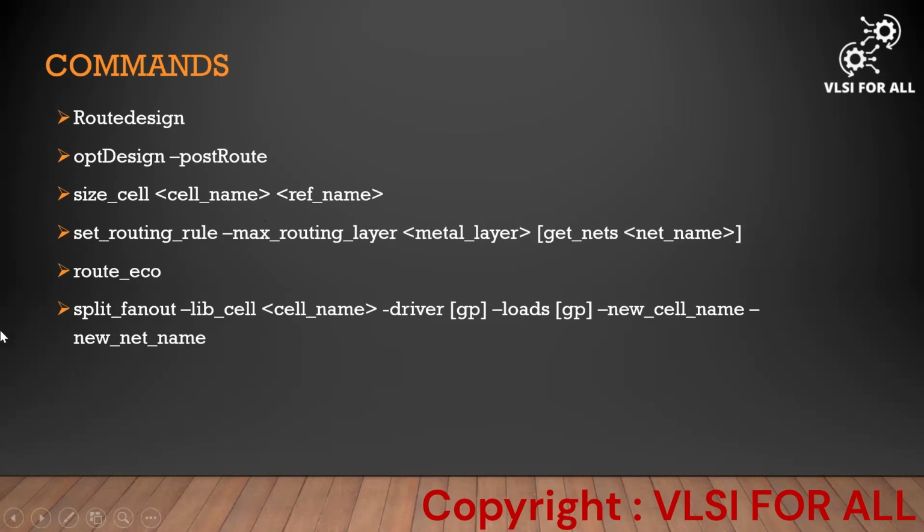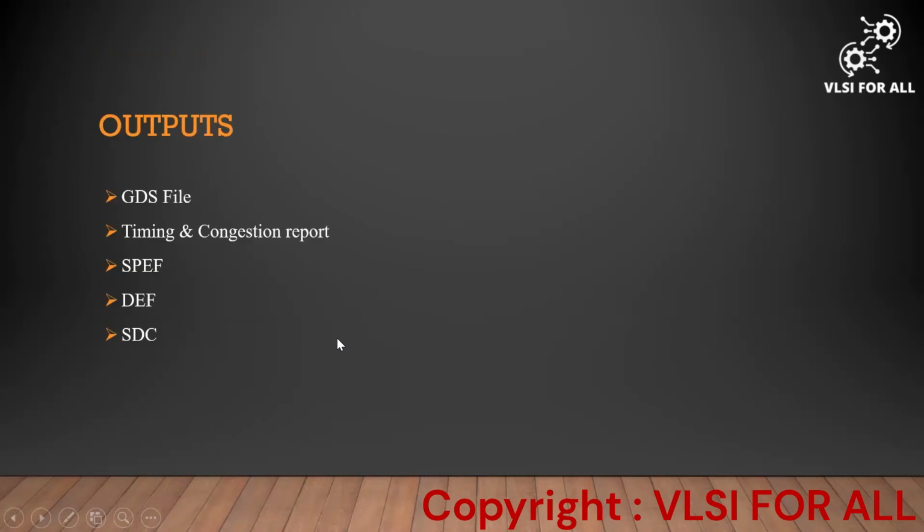And still, if you have any max fan out issue or any load issues, like I said earlier, split fan out is a command. This is the command for splitting the fan out to reduce max cap or max fan out issues. And these are the outputs. Here the outputs are GDS file, timing and congestion reports, SPEF, DEF, and HTC. These are the outputs which will be dumped once the routing stage is completed. Once it is completed, we provide the database to the sign-off team, which means the PV team.